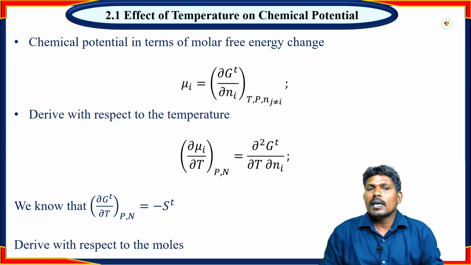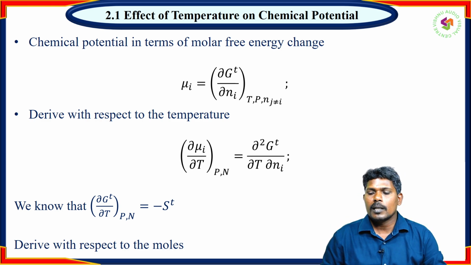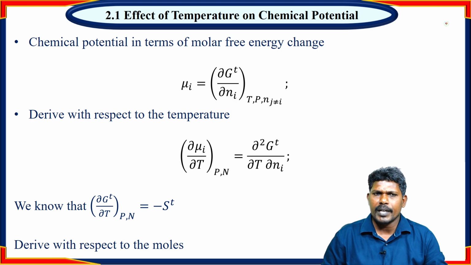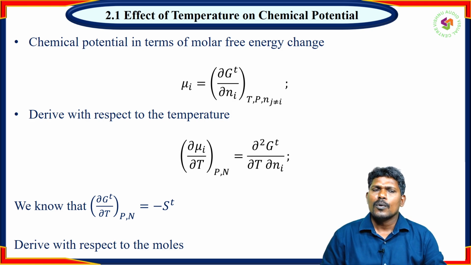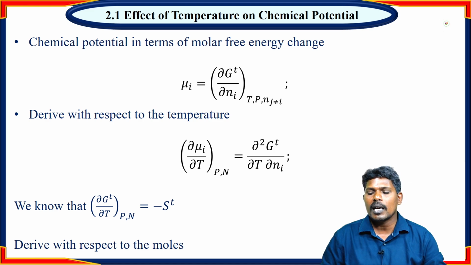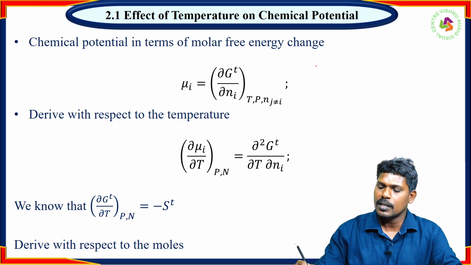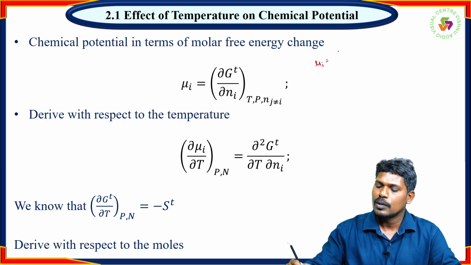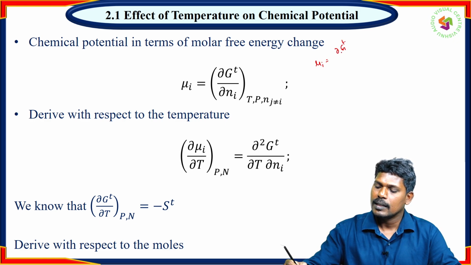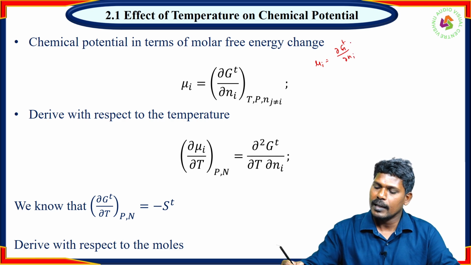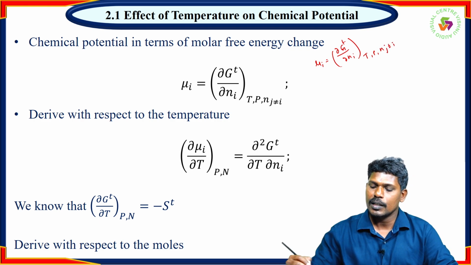Now, what is the effect of temperature on chemical potential? How does the chemical potential change with respect to temperature? To that, we already know this expression: mu_i is equal to dou Gt by dou Ni at constant temperature, pressure, Nj not equal to i. We already know this one.